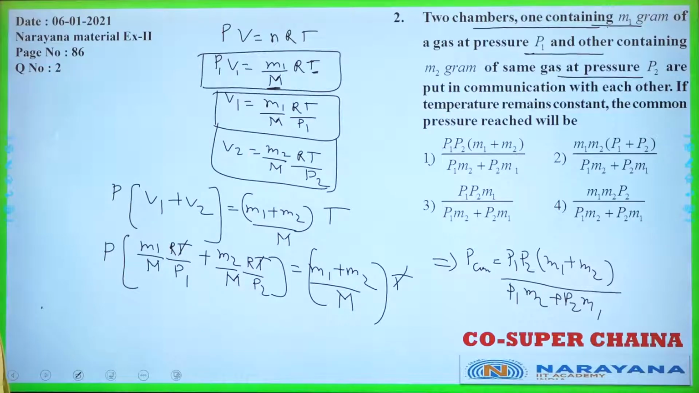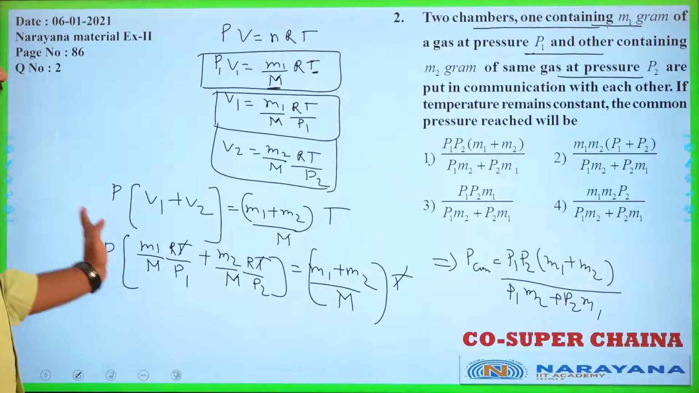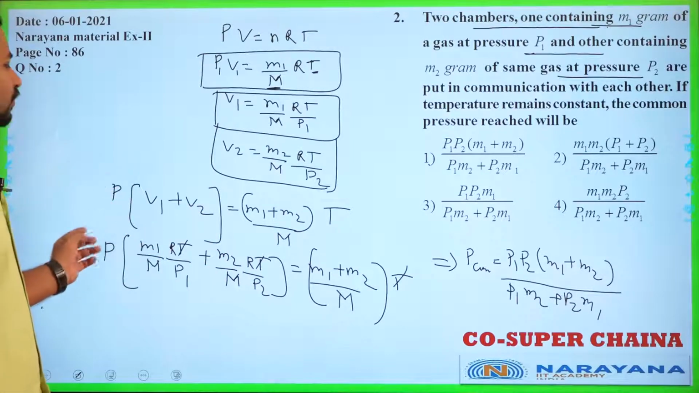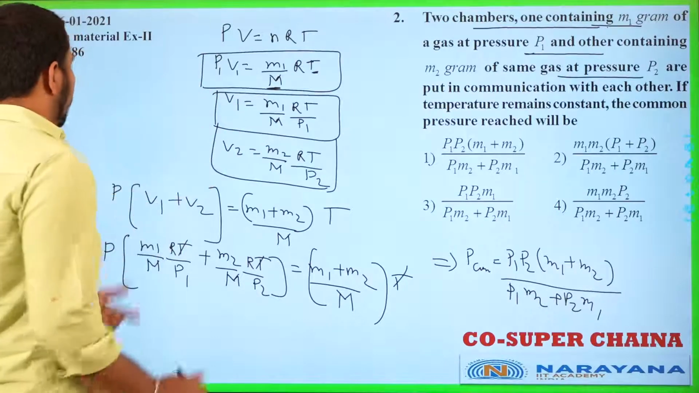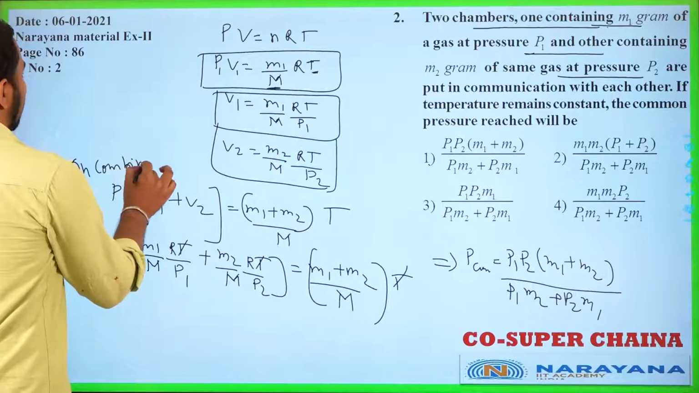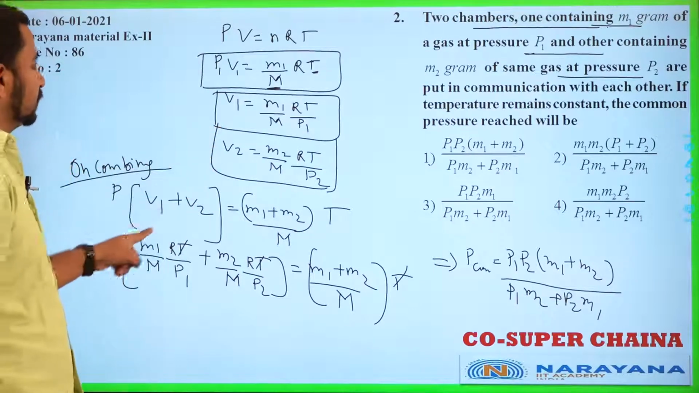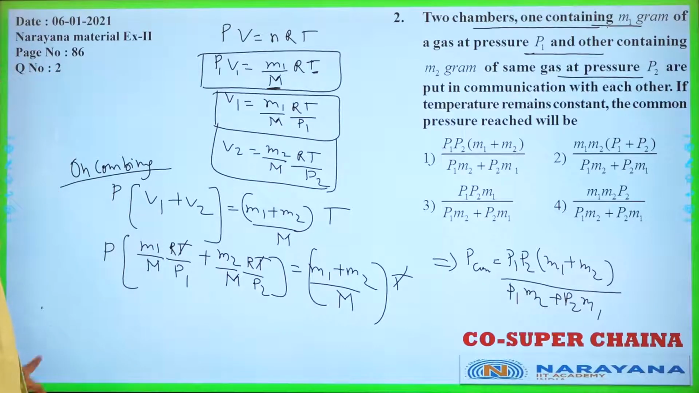Okay, so let's move to the next question. This was already asked in a previous year exam, so just take a look at this. It's simple calculation: we have just substituted the values of V1 and V2 in our final expression on combining. Be careful on this. This is a previous year question.